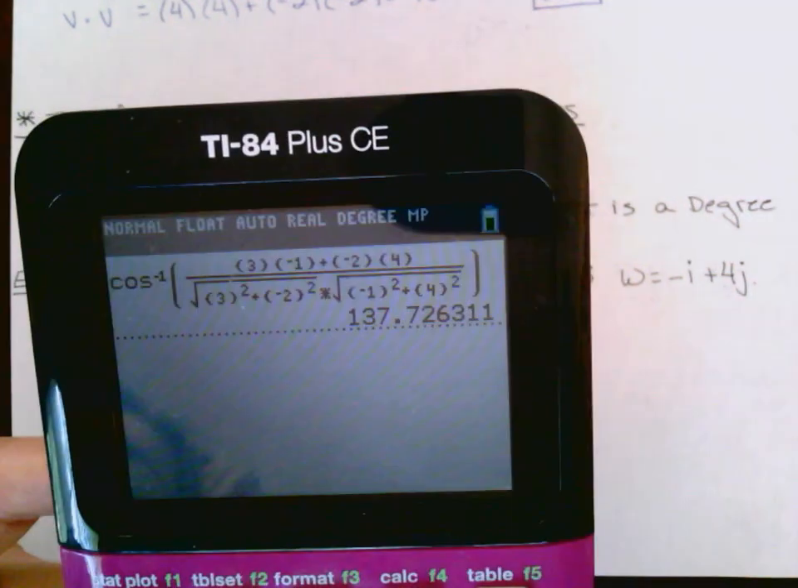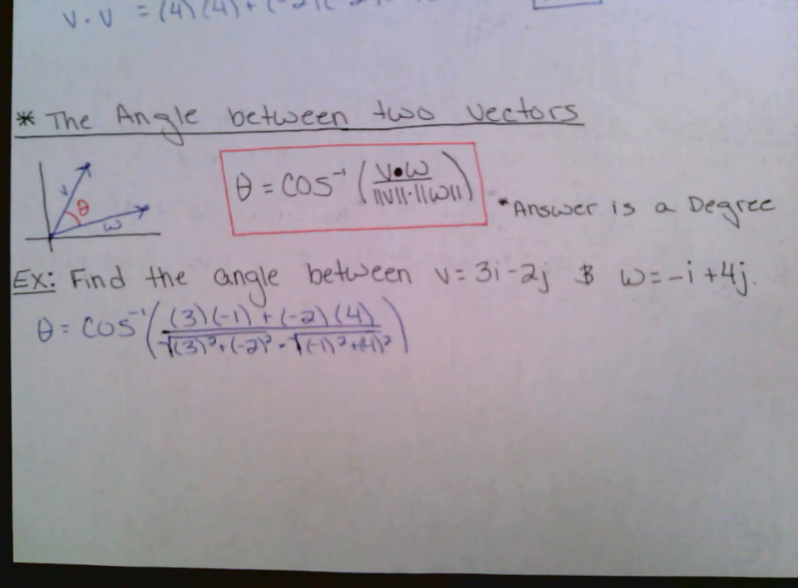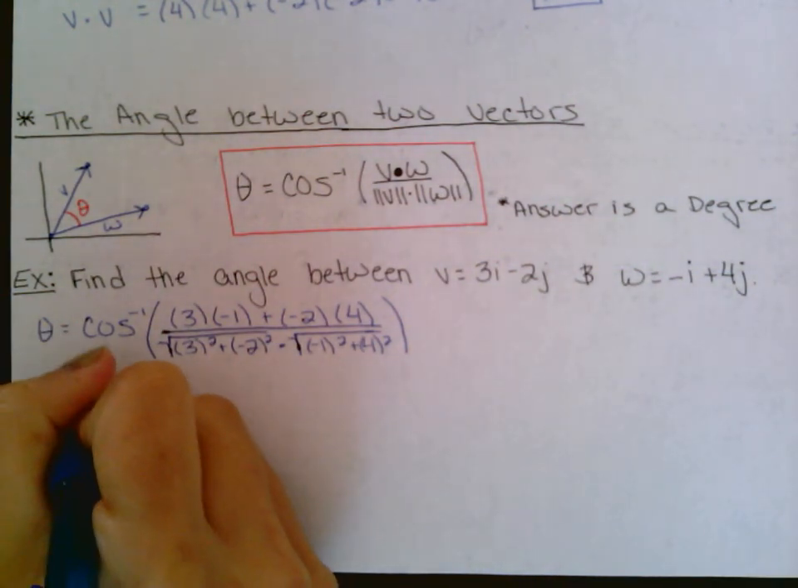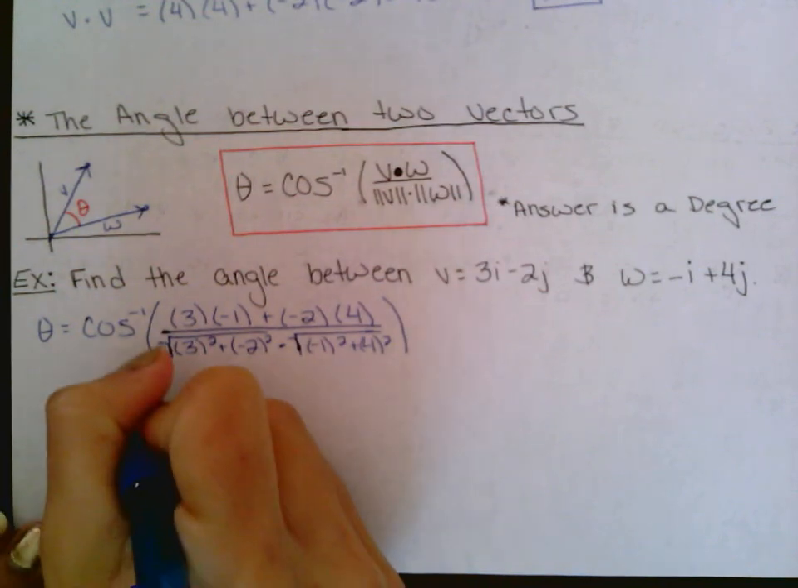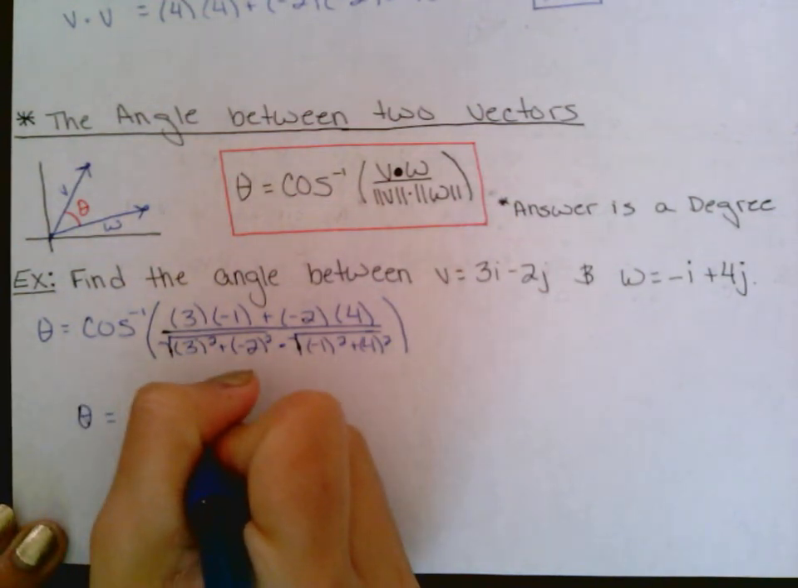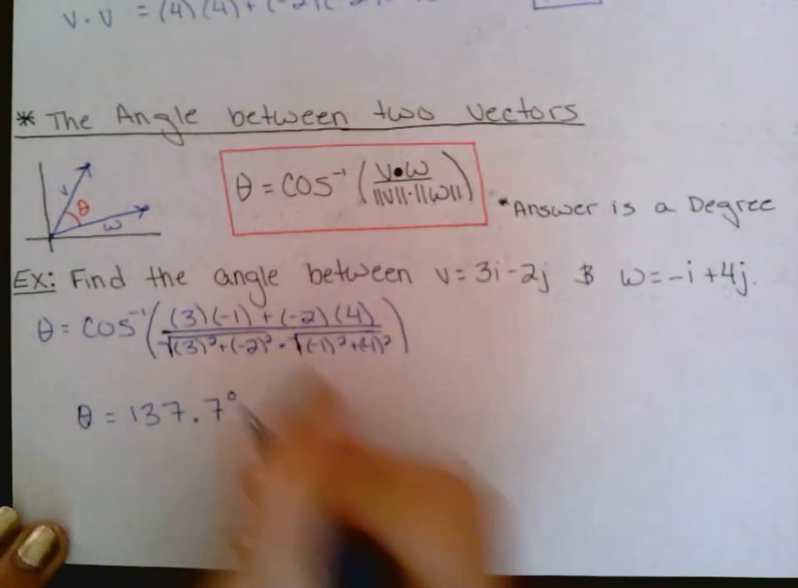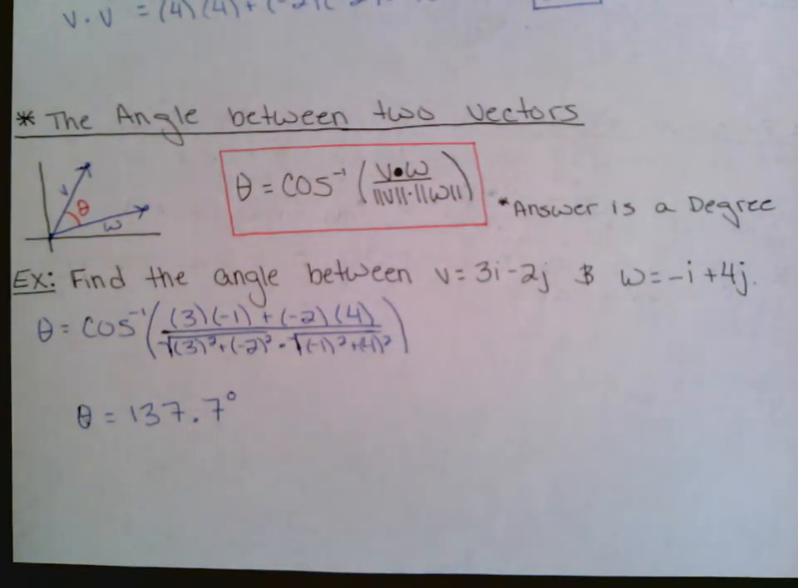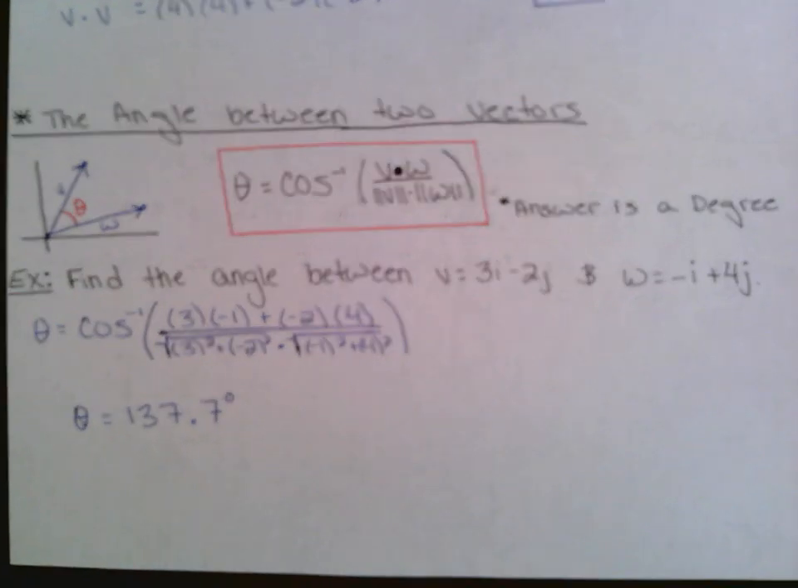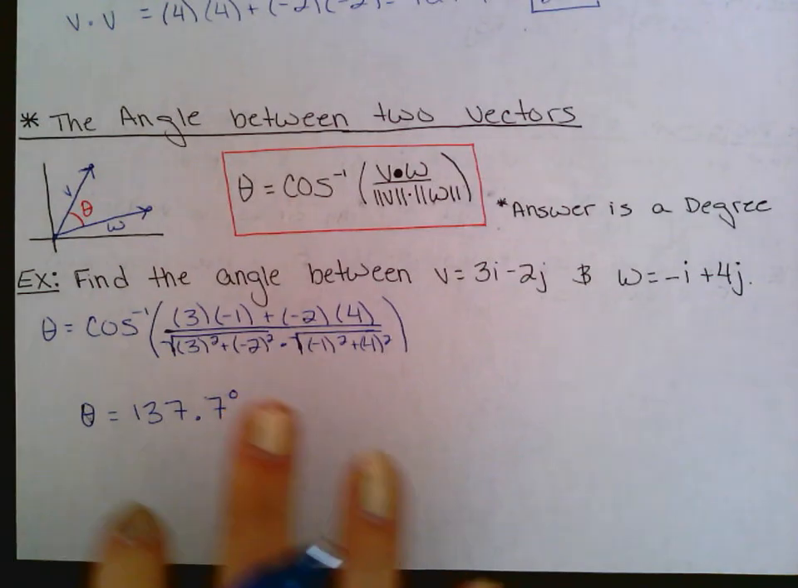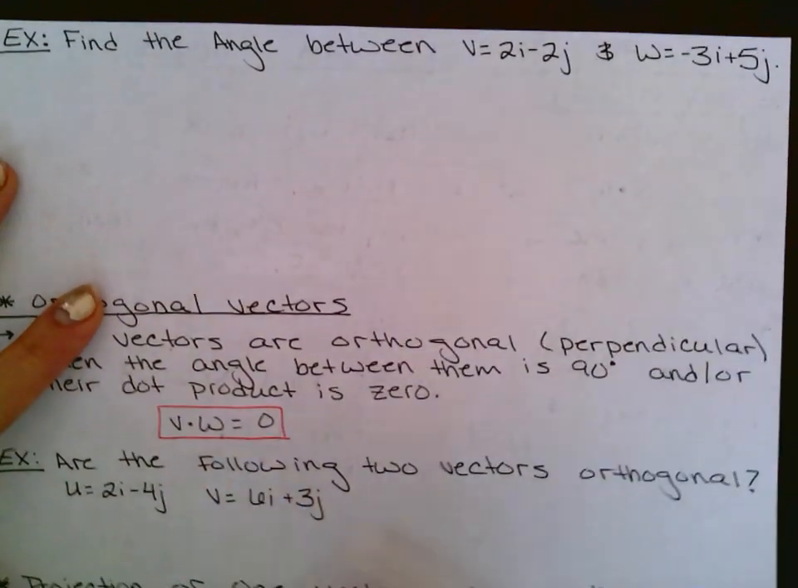But my answer is 137.7 degrees. Okay. So theta equals 137.7 degrees. All right, let's check out another one just like that. I encourage you to pause and try it on your own.